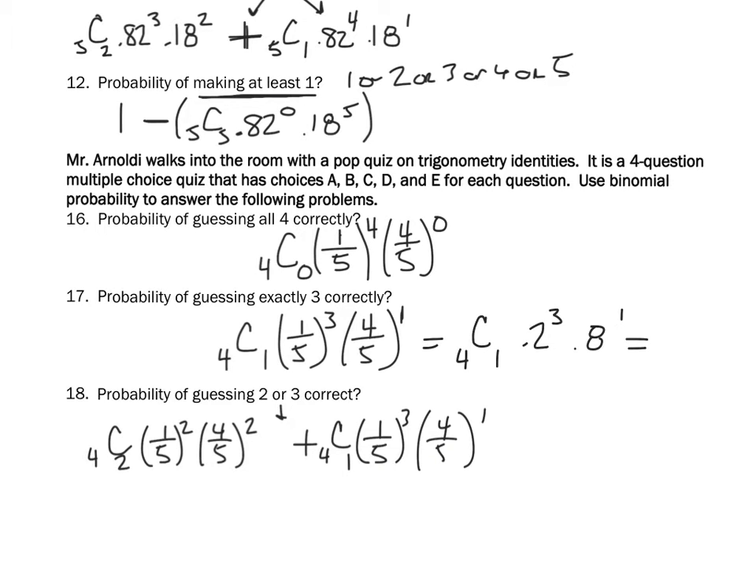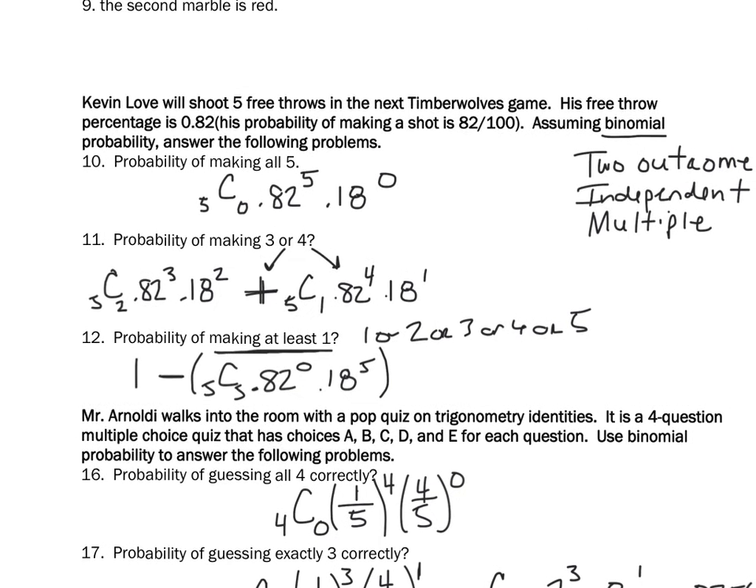This would equal 0.0256. Let's move up here. And for example, let's do right here, getting 2 correct. If I enter this in, I'd have 5 combination 2 times 0.82 to the third power times 0.18 to the second power. And that individual probability would be about 0.1786. So just make sure that you can do those using your device or your calculator that you're using.